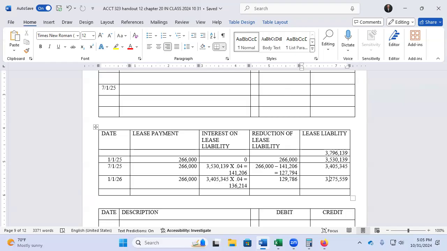Because it's 6 months, we have to cut the interest rate in half. And so our interest rate that we're using is 4%. So after that first payment, we have a balance of 3,530,000. We multiply that by the 4%, and that's going to give us our interest expense, 141,206. And then we'd subtract that from how much we're paying to get how much it's going to reduce our lease liability.